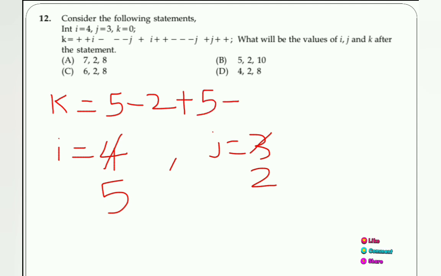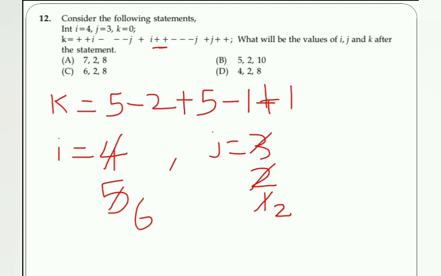Minus pre-decrement j. Pre-decrement j means first we lessen the value by 1 and then write it here in the expression, plus j post-increment, right? J post-increment means first we write the value 1, then it will get incremented. Okay, so after writing the value it gets incremented here from 1 to 2, and in i also, since it is post-incremented, after writing the value it gets incremented here to 6.